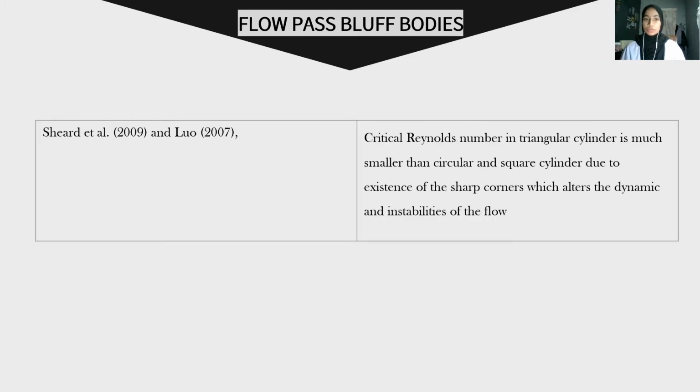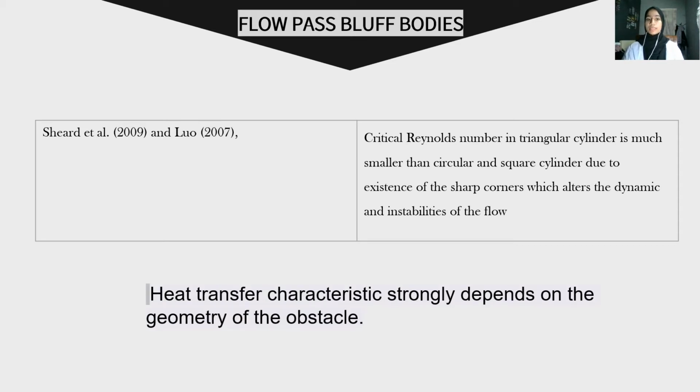And according to Sharker et al. 2009 and Luo 2007, the critical Reynolds number in a triangular cylinder is much smaller than in circular and square cylinders due to the existence of the sharp corners, which alter the dynamics and instabilities of the flow. Hence, we can say that heat transfer characteristics strongly depend on the geometry of the obstacle.